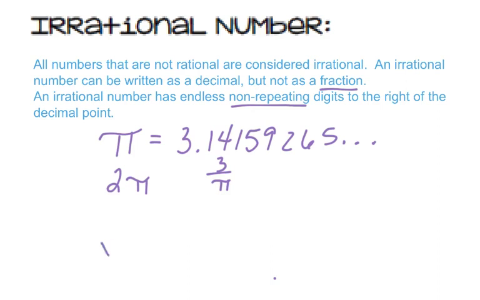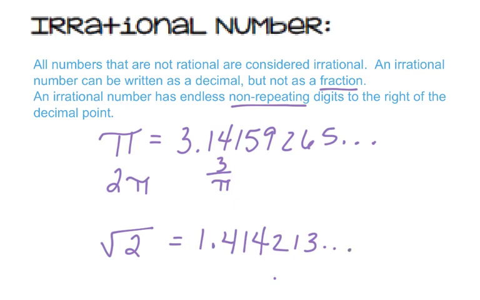Another good example, the square root of 2 is a common irrational number that they throw out there to you, and you're just expected to know that the square root of 2 is irrational. And if you would put this one in your calculator, you would get 1.414, and again, it's going to go on and on forever.